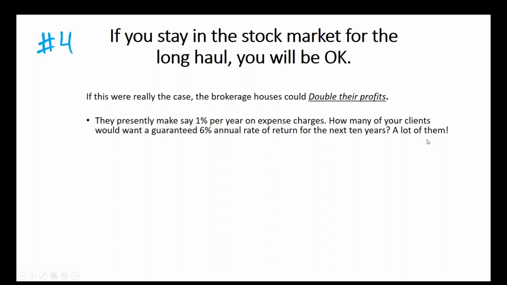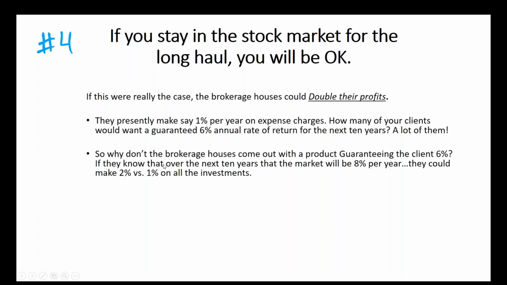Okay, well, if that's the case, and advisors know that for the long term they're going to be great, here's the thing. If they're making a claim that their stock accounts are going to make more than 6% a year, why don't they go ahead and guarantee the 6% to the client? If they know over the next 10 years the market's going to average 8%, 9% or 10%, they could double, triple, or quadruple what they make on it. Why not do that? So why don't they do that?